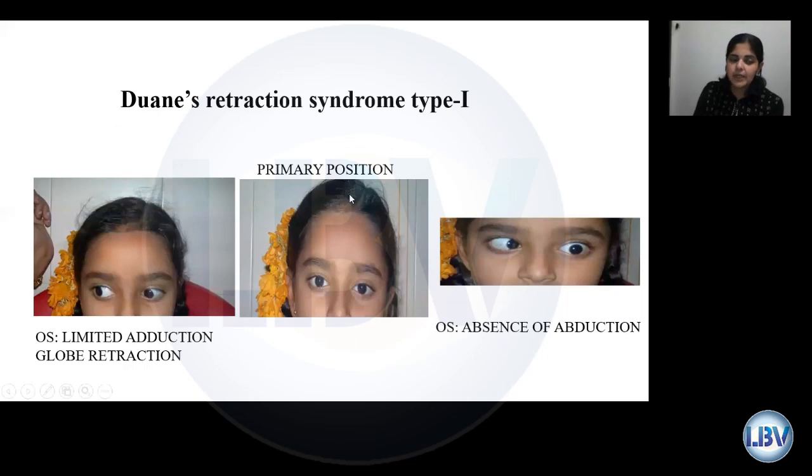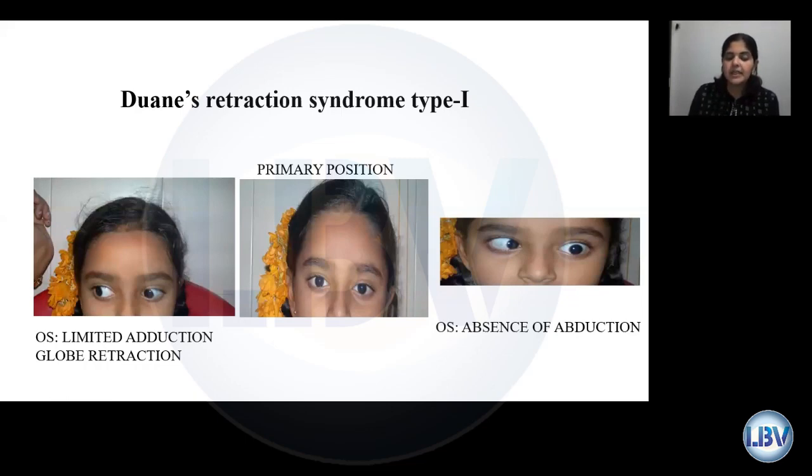When she was looking to the right, there was a limitation of adduction, and you can see that the globe was retracting in. In primary position, there was a small head tilt, but otherwise it was ortho. And when she was looking towards the left side, on levoversion, there was an absence of abduction seen in the left eye. So this is a typical case of Duane's retraction syndrome type 1.